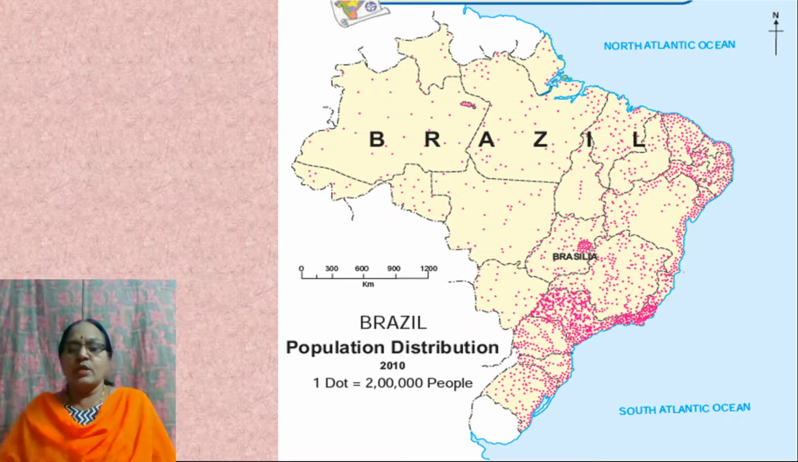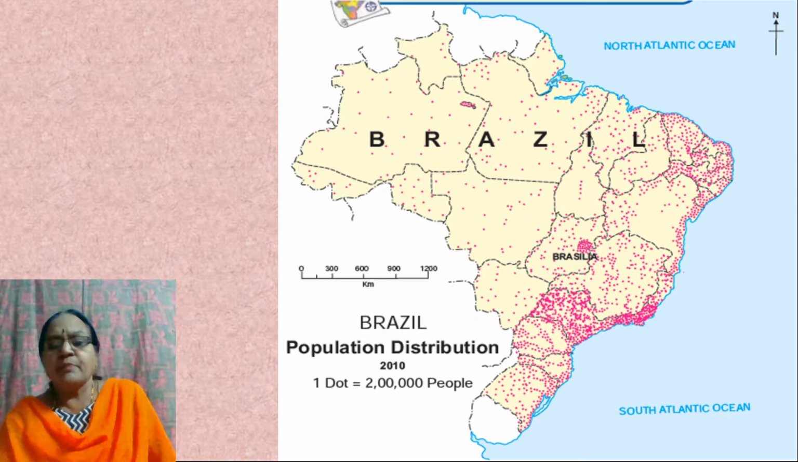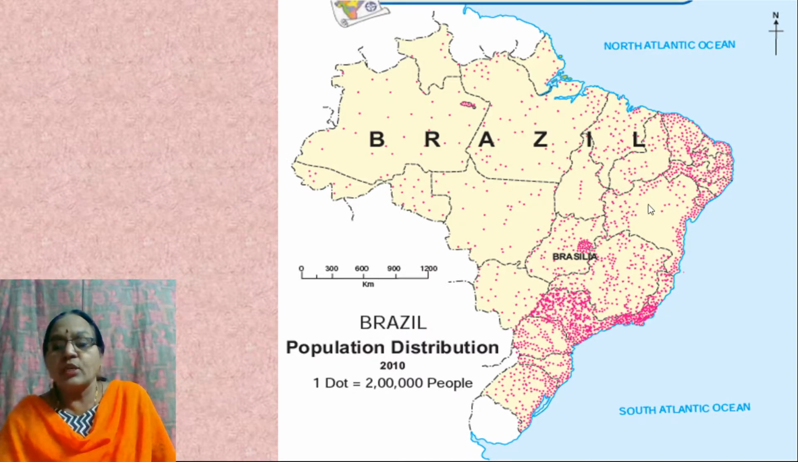Now come to the distribution of population in Brazil. If you look at Brazil, you find there are more persons living along the coastal regions, along the eastern coastal region of Brazil. As you move further inwards towards the central or even the western part of Brazil, you find the population is very, very sparse. Just look at that. When you compare that with India, you find the population is very, very sparse.